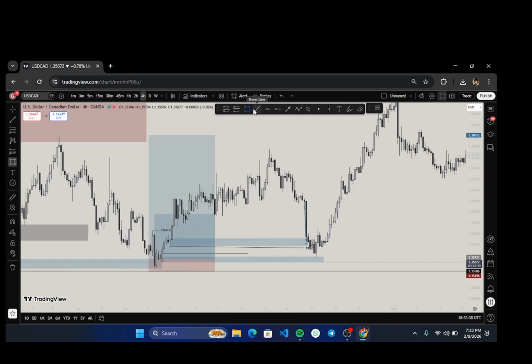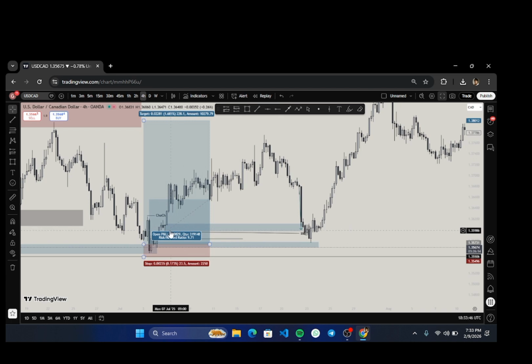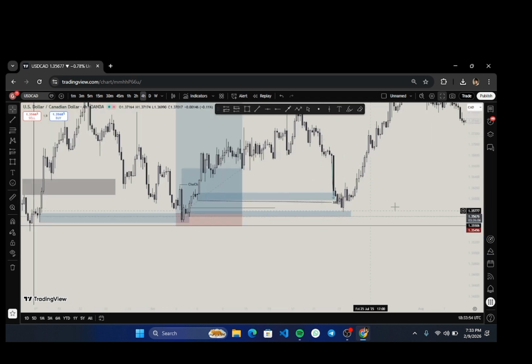We wait, or we mark out the two demand zones. We saw that the market formed this demand zone and this other demand zone. And what did the market do? It created inducements here, gave fake buys and sold back into the main demand zone. Now from this demand zone, what can we do? We can actually buy from here.